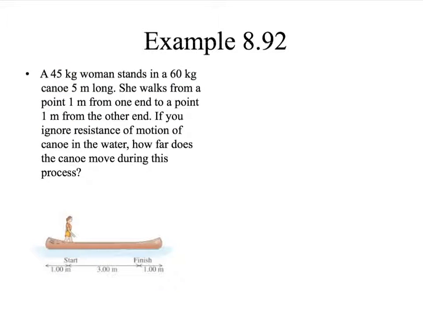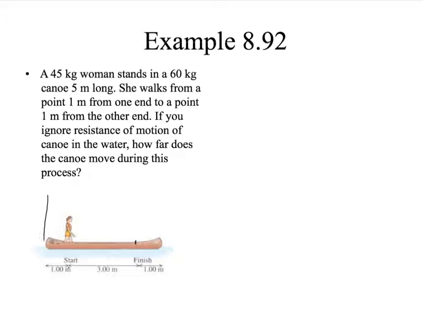And so here's a problem from the back of our book. We have a 45-kilogram woman who's in a 60-kilogram canoe that's 5 meters long. She's going to start right here, 1 meter from the edge, and she's going to go to this location, 1 meter from the other end of the canoe.